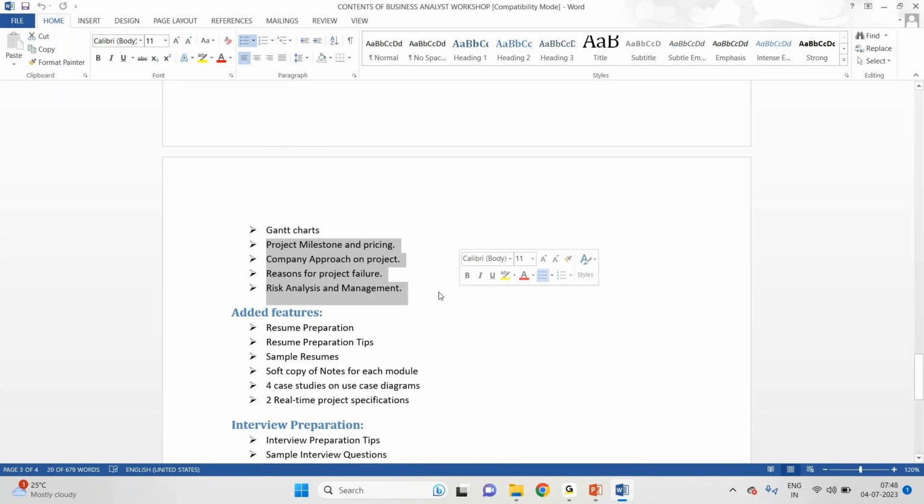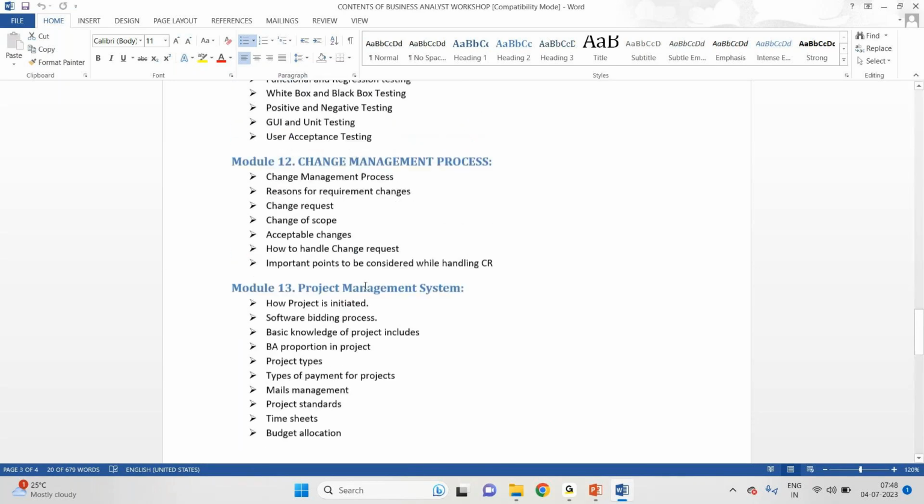Okay. As I said, modules number 12 and 13 are very, very important. If you are thorough with these two modules, you can easily crack your interviews by showing 4 to 5 years of fake experience.